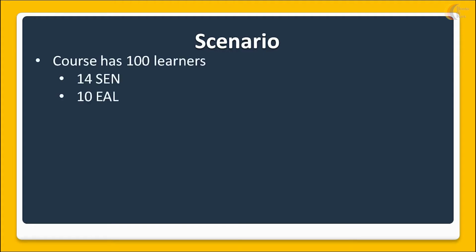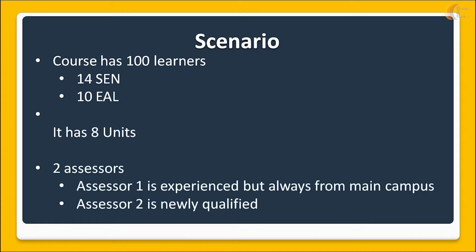For our scenario, our course has 100 learners. Of those 100 learners, 14 have a special educational need, and 10 are English as an additional language. The course we're going to deliver has 8 units that we'll be delivering over 12 months. And we have 2 assessors delivering the qualification. Assessor number 1 is an experienced assessor, but they work away from the main campus. And assessor 2 is a newly qualified assessor.